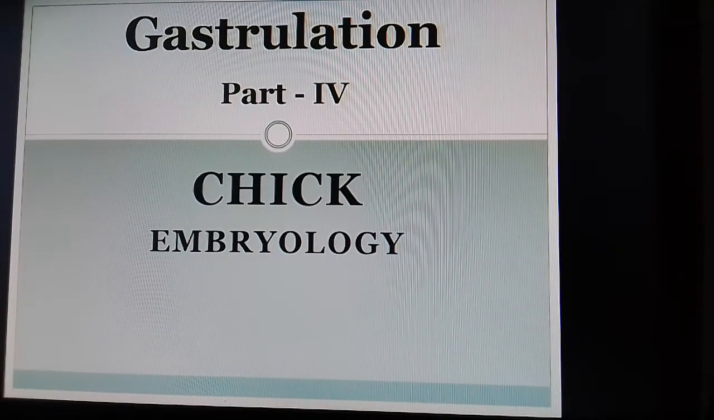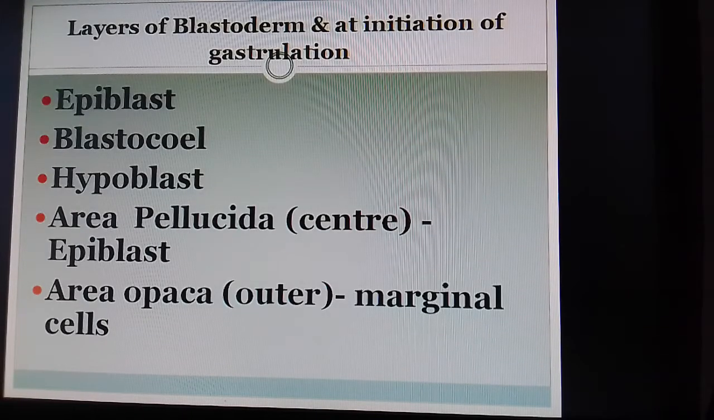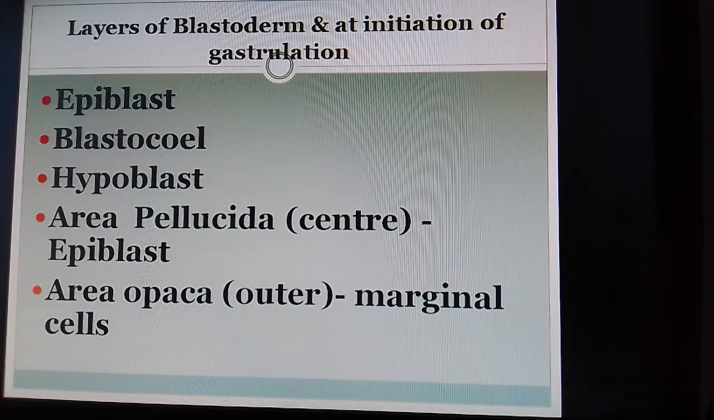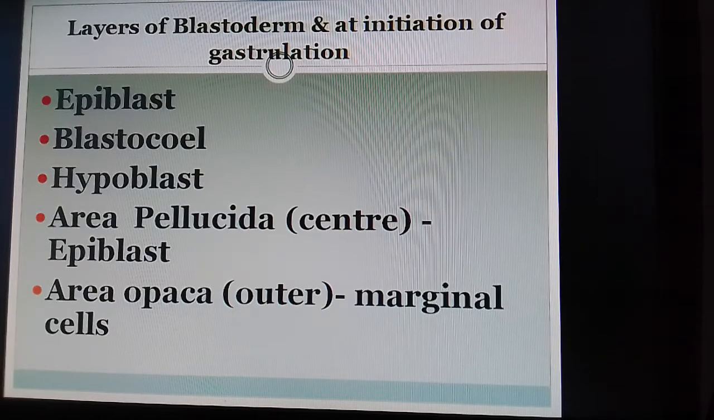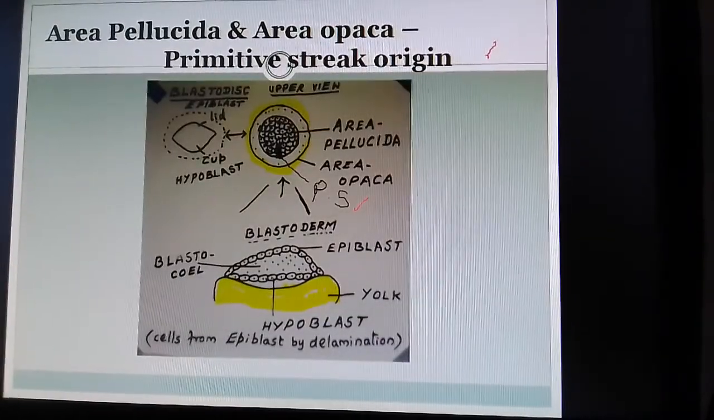Here, the process and the events of gastrulation in chick are explained. And already under cleavage, we have given the formation of epiblast, blastocele, hypoblast in a chick embryo. That idea is very important to go into the process of gastrulation.